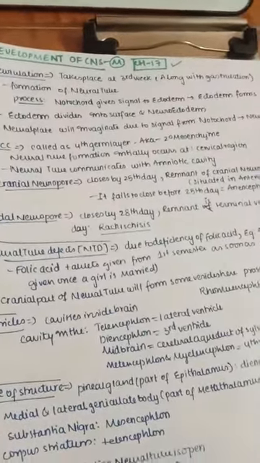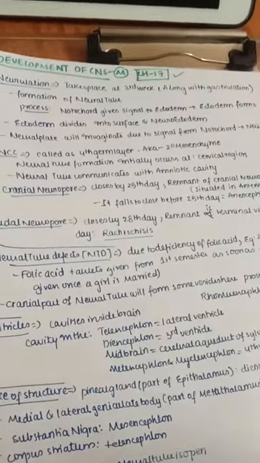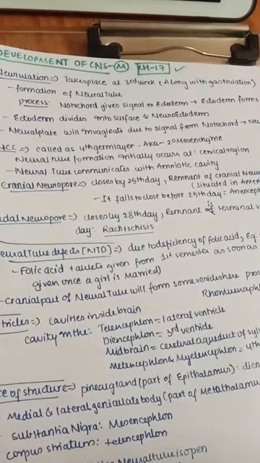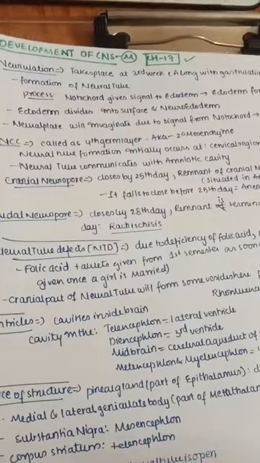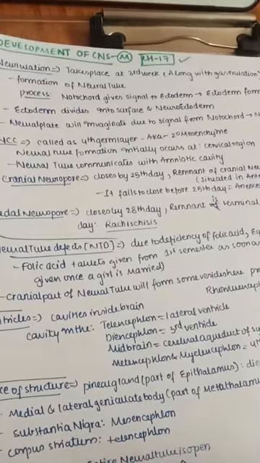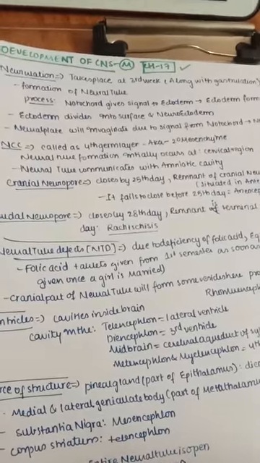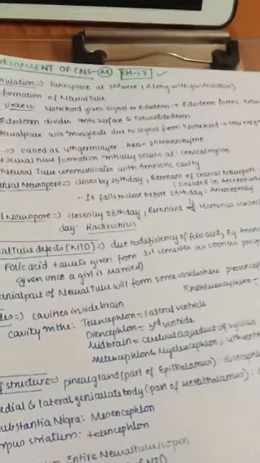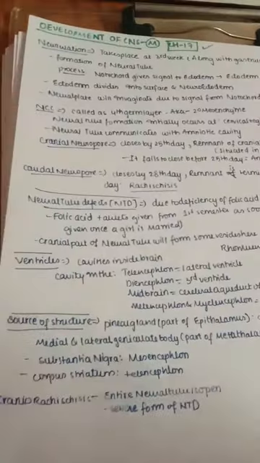So this is all initiated by our notochord. Because of this notochord stimulation, the ectoderm divides into surface ectoderm and also neuroectoderm. From the part of the neural ectoderm, the neural plate forms, and it invaginates, and next the neural groove forms, and next the neural tube forms.